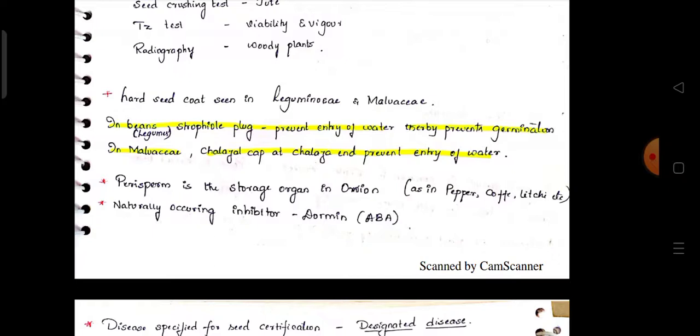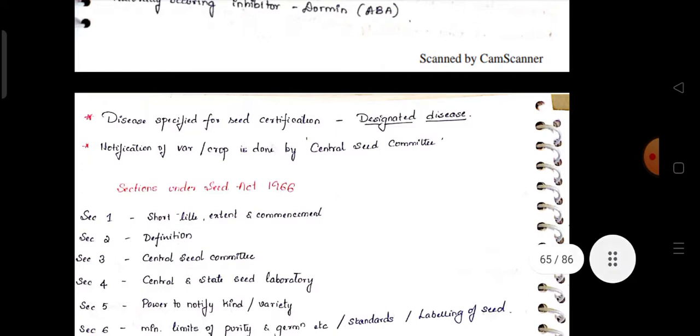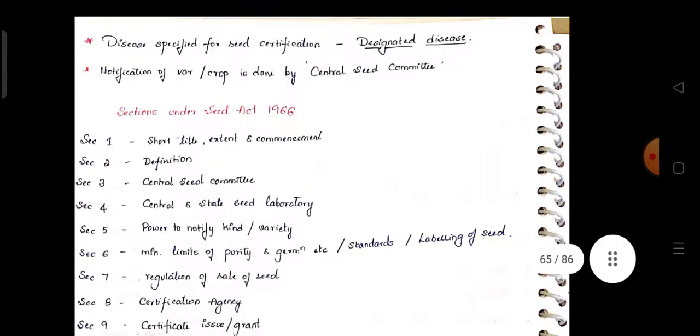Naturally occurring inhibitors are dormins, that is ABA. Diseases specified for seed certification are known as designated diseases. Notification of variety or crop is done by the Central Seed Committee.